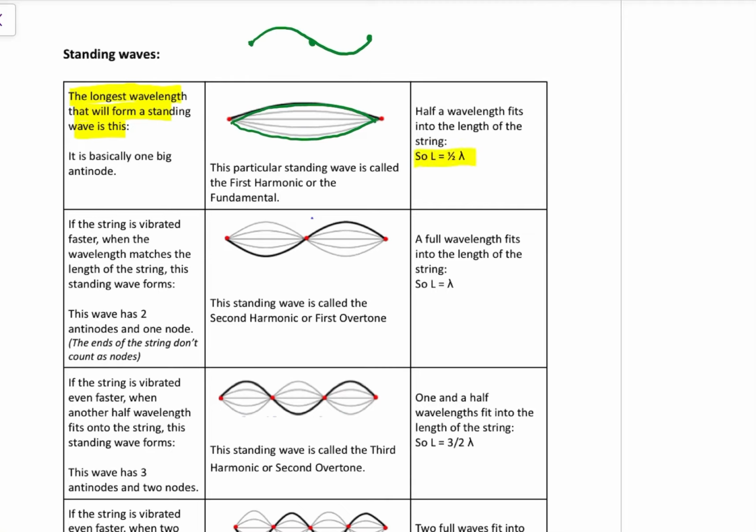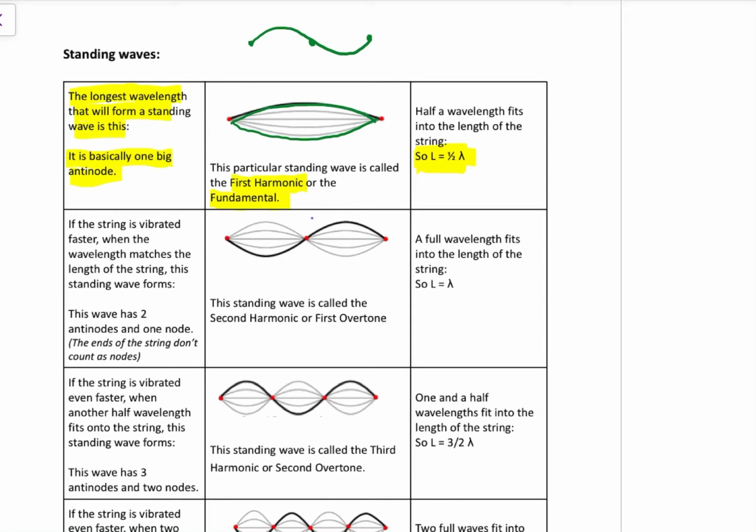In physics, you'll see these in music too, this particular standing wave is called the first harmonic or the fundamental. It's really just a big skipping rope shape, one big antinode. Really what it is, it's half a wavelength fitting into the length of a string. So say we set that up, a nice big standing wave, basically like a big skipping rope.